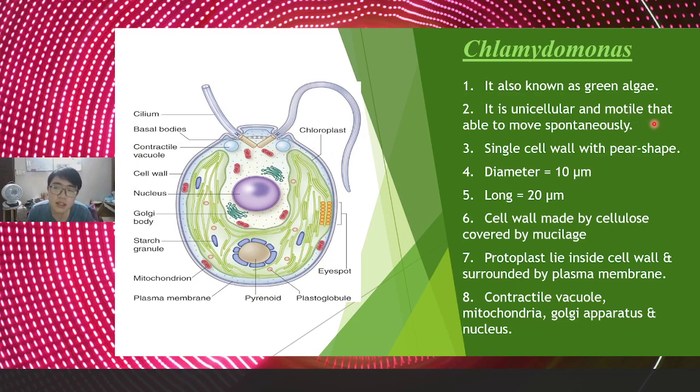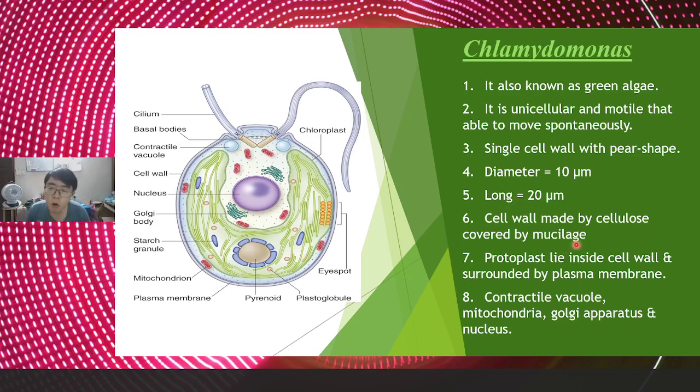It is not like a plant. Plant cannot move, right? But it can move. It has a single cell wall with a pill shape, like a pill. The diameter is 10 micrometer and its length is 20 micrometer.